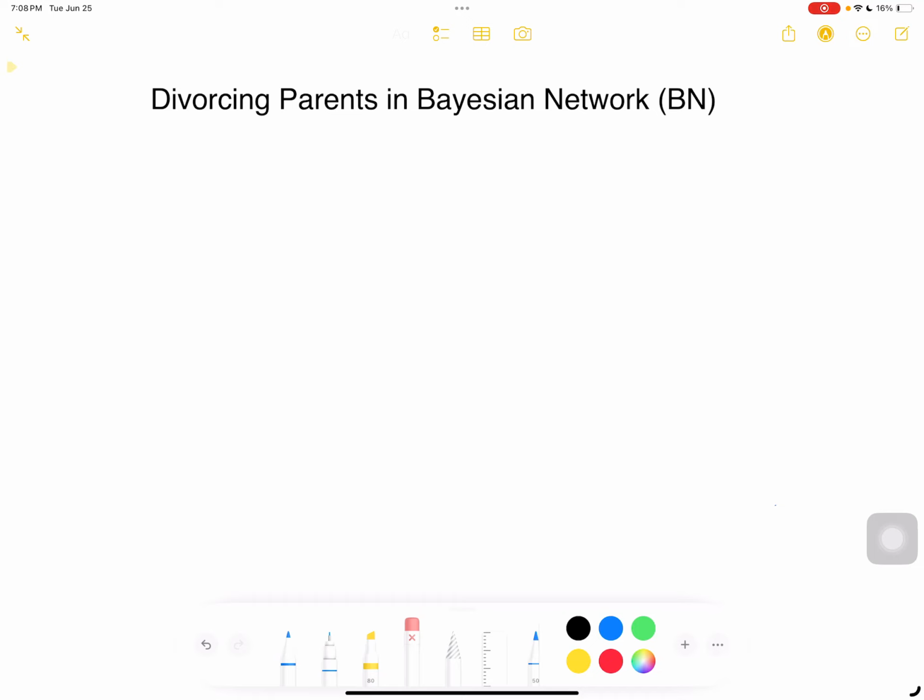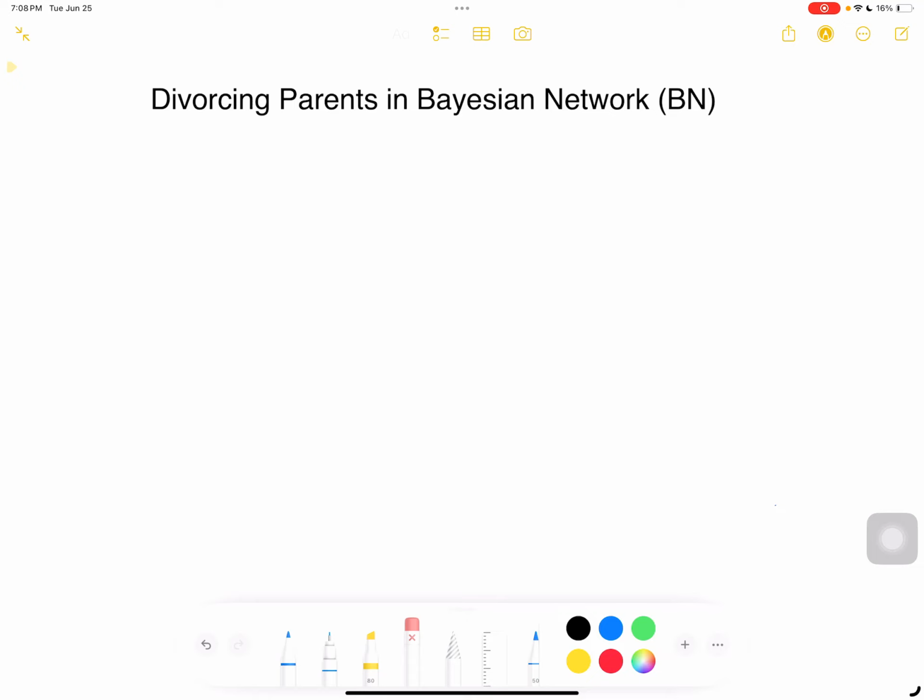I received too many emails about how we can manage the data in Bayesian network analysis, especially when we have a very complex network where we need a large amount of data to process. Now, one of the methods through which we can reduce the number of probability data is called divorcing parents in Bayesian network.